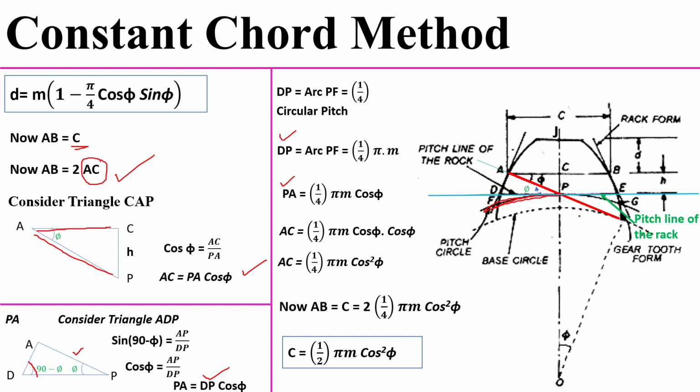So this is the d value and the C value. So this is the calculation for the determination of the constant chord and the depth of the constant chord from the top of the tooth.